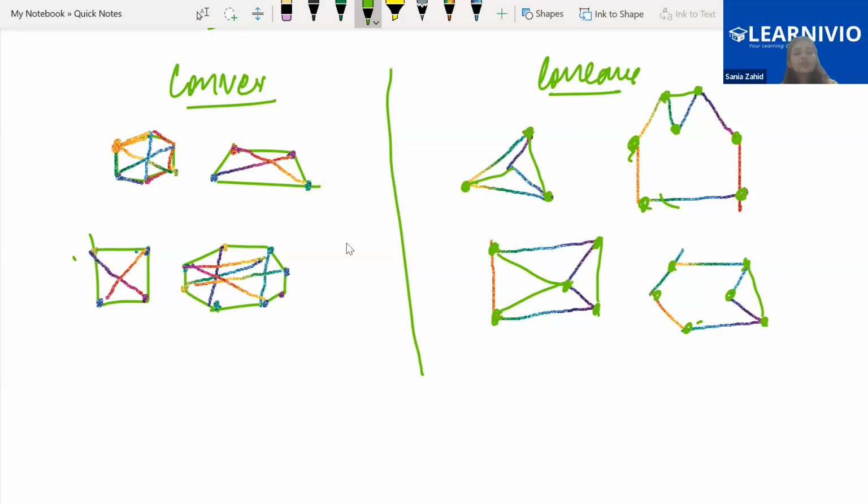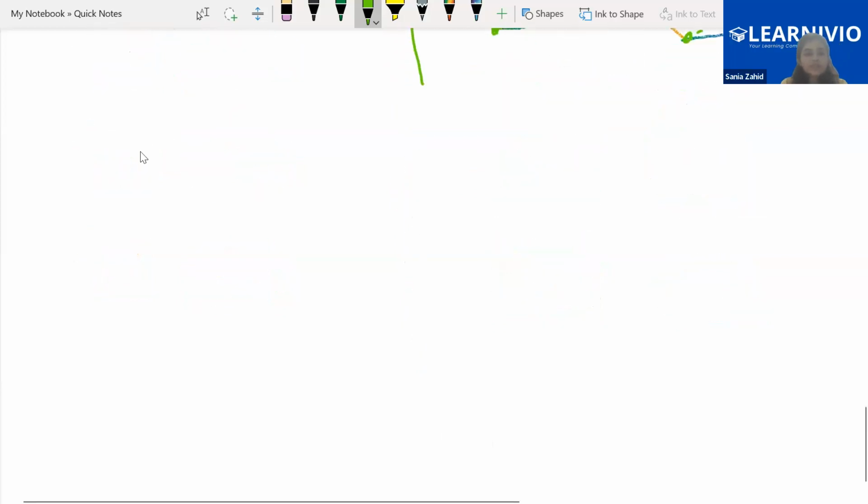Whenever you join any two vertices of a polygon, if you only get internal lines, then it is a convex polygon. But if you are getting internal lines and you're also getting an external line in that polygon, then it is known as a concave polygon. Do you understand the concept of convex and concave polygons? Yes, ma'am, I understand. Okay. Now we come to regular and irregular polygons.